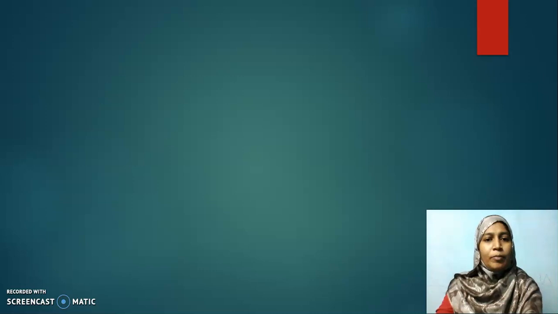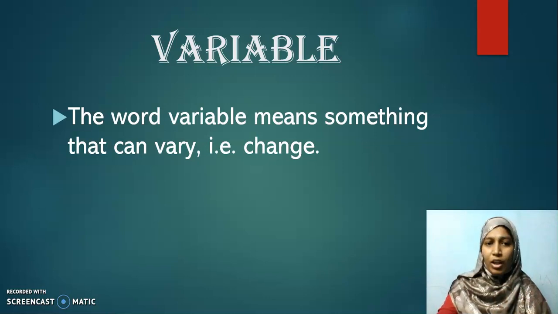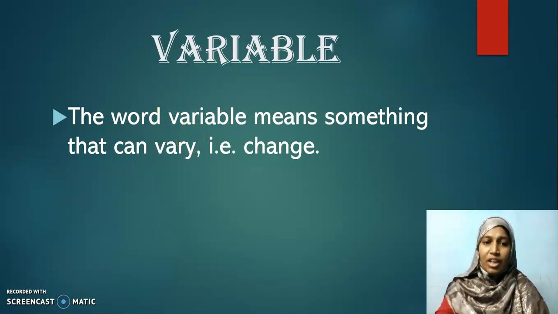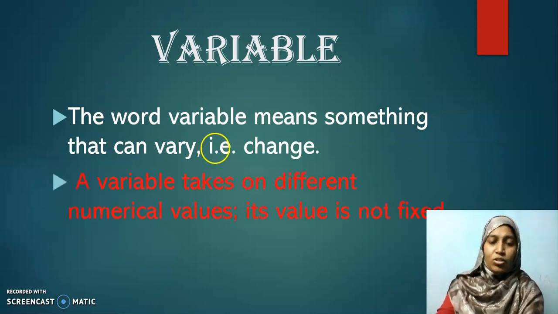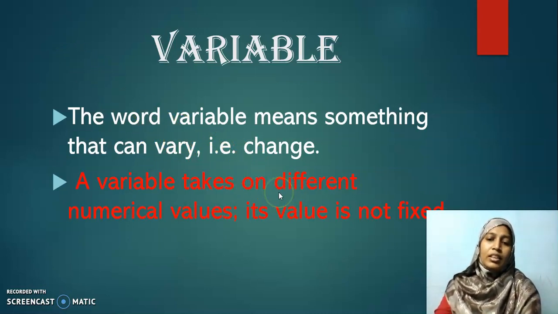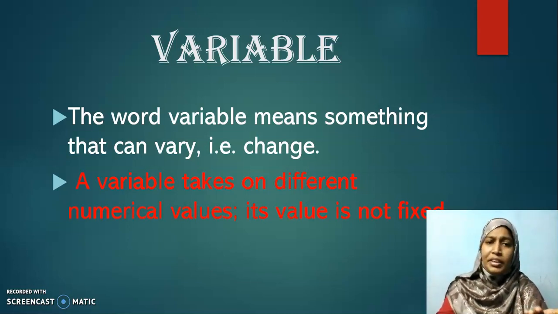What is a variable? Variable means something that can vary or change. If they ask you in 2 marks, you should say it is a quantity that can change, that can vary. And a variable takes on different numerical values. It is not always fixed. For example, I said in the above example a number. That number can be anything. You can say the number is 100. Your friend may say the number is 200. So it takes different numerical values.